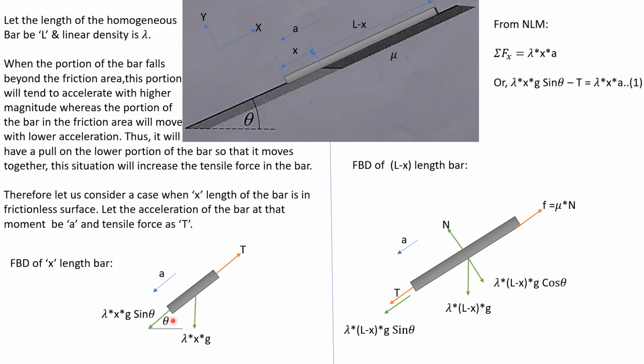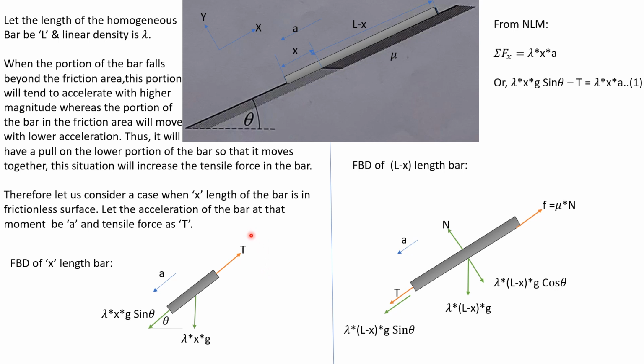So which all forces are acting over here? Since it is of x length, lambda into x will be its mass. So lambda into x into g will be the gravitational pull on this section of bar, right? Component of this along the inclined plane is lambda into x into g sine theta, as you were writing as mg sine theta. But since here we have taken the linear density as lambda and x is the length, lambda into x is the mass into g sine theta, okay?